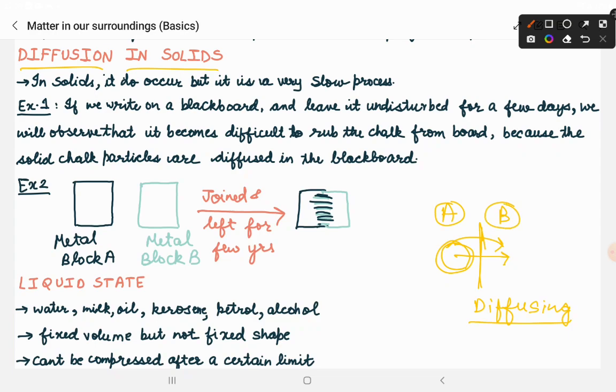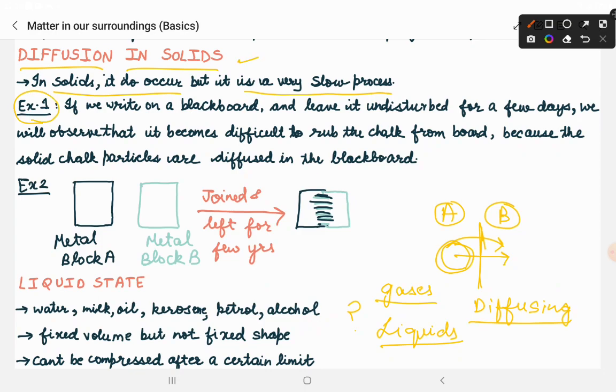Now this can be seen in gases, where the gas particles are free to move, so they can move from one place to another. It can also be seen in liquids, where the liquids have free spaces to move from one place to another. But what about solids? Do solids show diffusion? In solids it does occur, means diffusion takes place, but it is a very slow process. Now let us see the examples where we see diffusion in solids.